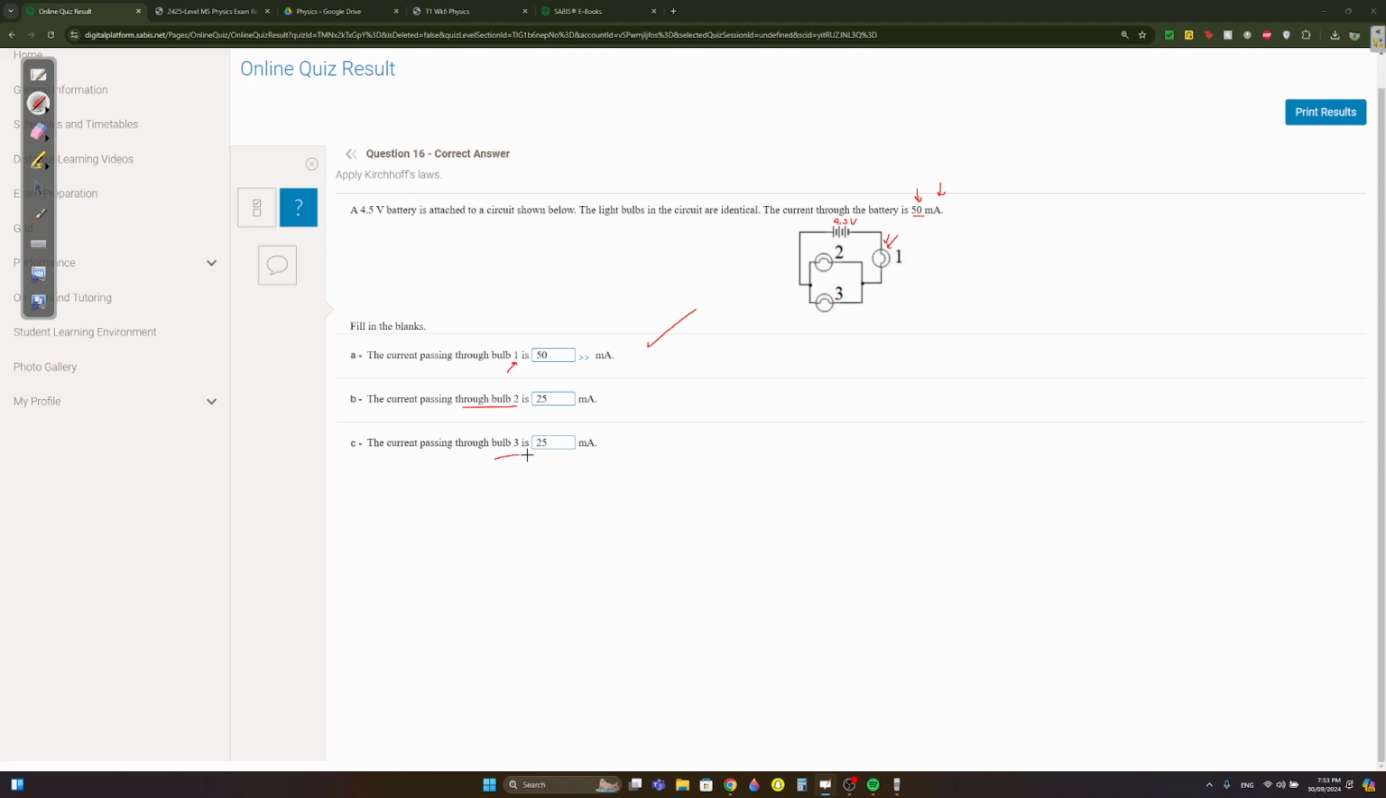The current passing through bulb 2 and 3. Okay, they said that the light bulbs are identical, meaning they draw the same current. So if here you're drawing I1, here you're drawing I2, these are equal to each other. When you add up I1 and I2, how much are you going to get? You're going to get 50 milliampere. Since they're equal, you can replace this with I plus I equals 50 milliampere, which means 2I is 50 milliampere. So I is equal to 25 milliampere. Very easy, since they said identical and they have the same current.